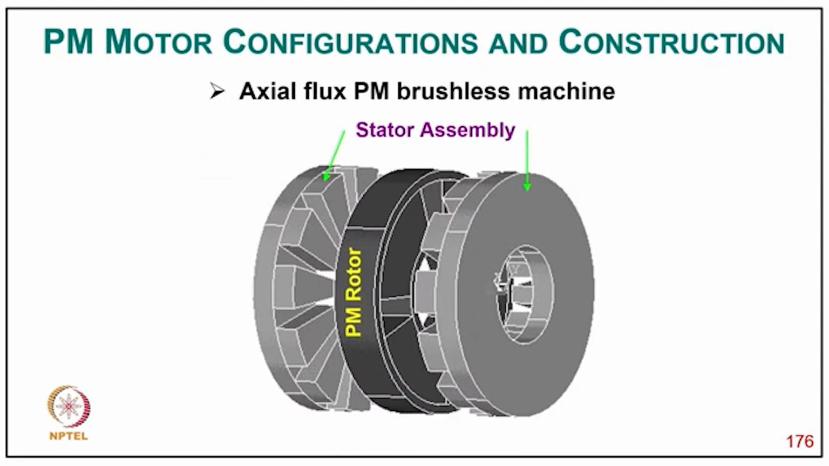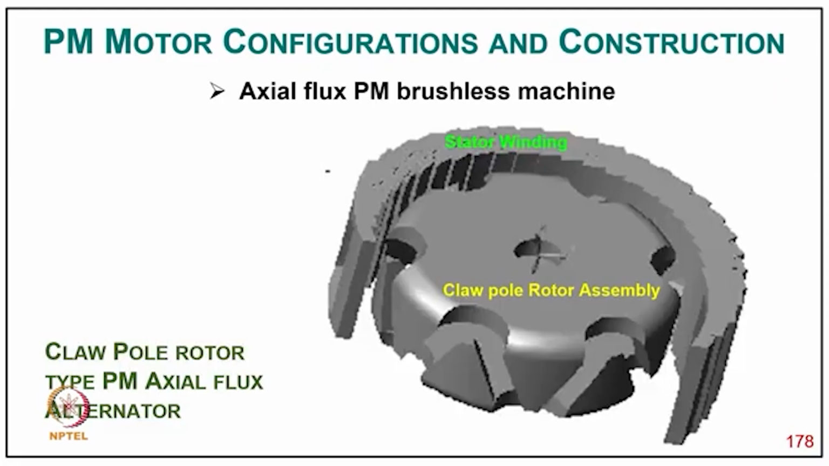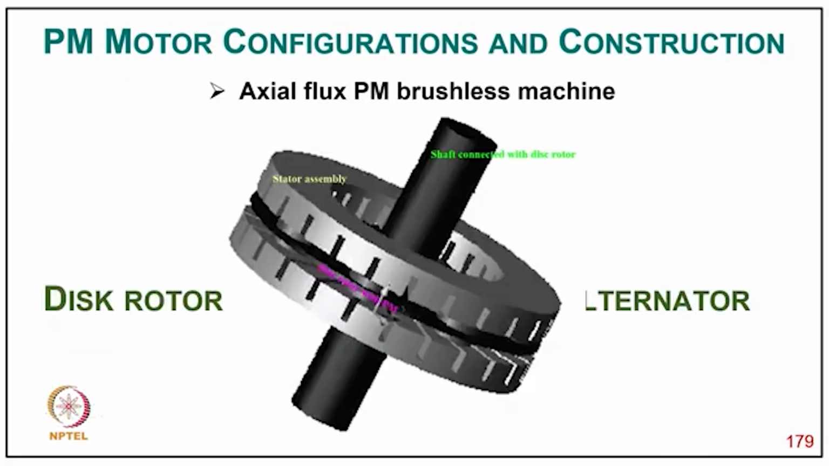Then the axial field with the rotor in between two sides, or you have a straight assembly in between and rotor on both sides. And then the claw type, which is very popular especially for the generator used in your automobile for charging the battery. It's a brushless construction, with very high power density and very small space requirement, because space is a major problem, and weight is also important.